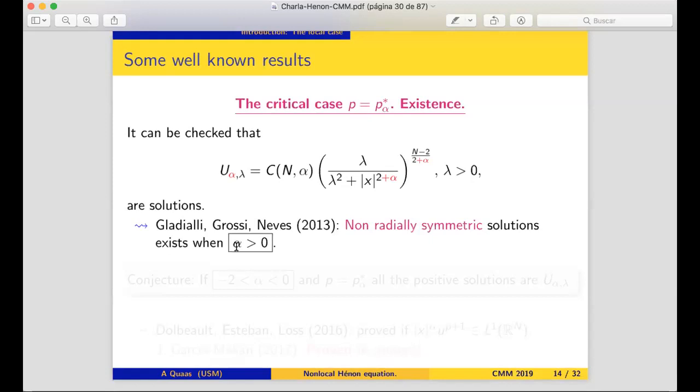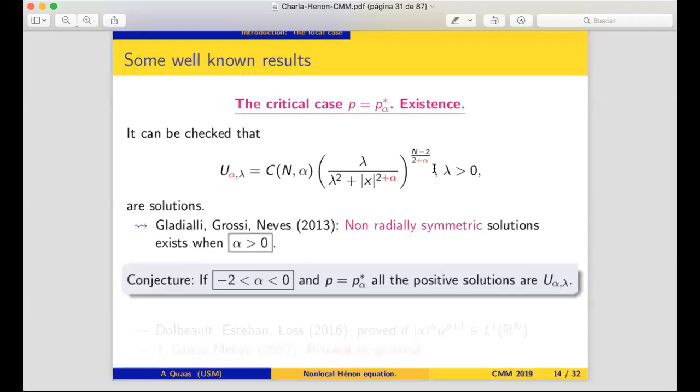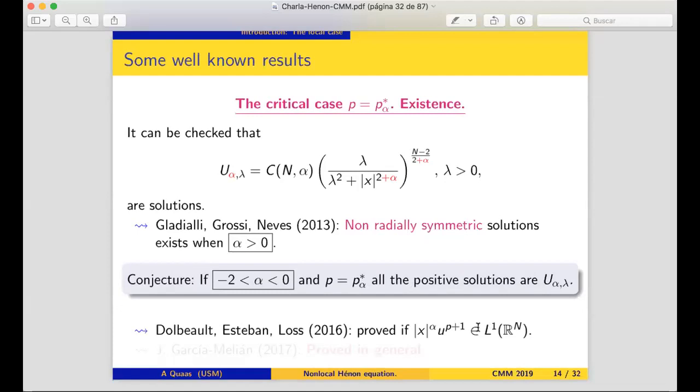There is a work by Gladiali, Grossi, and Neves that no radially symmetric solution exists when alpha is positive. So there is no possibility to make the classification. And the conjecture, of course, for alpha negative, was whether you can classify all solutions: are they all radial? Dolbeault, Esteban, and Loss proved it with some extra condition, an L1 theory, because they need that the right-hand side in a weak sense is in L1, and then in the same paper, Garcia Melian proved it in general. So this is more or less the review.